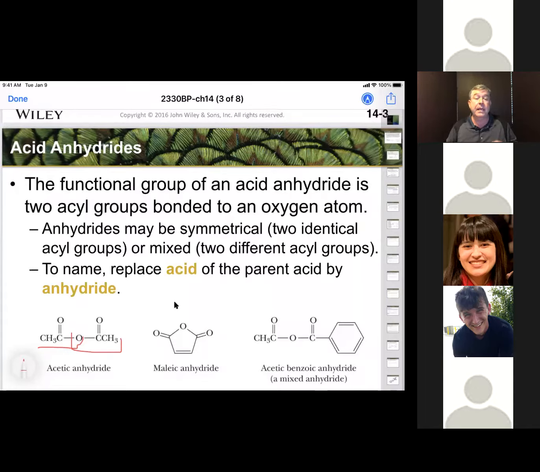If they're mixed, you have to say what the two different carboxylic acids were and put them in alphabetical order. And we just take the acid name off and add the word anhydride. So in this case, we have acetic acid and benzoic acid, but it's an anhydride. So it's acetic benzoic anhydride. Now this is one of the weird ones. This is a dicarboxylic acid with a double bond on it. We call that maleic acid.